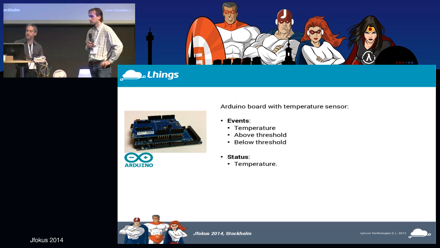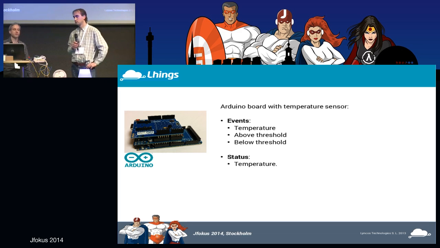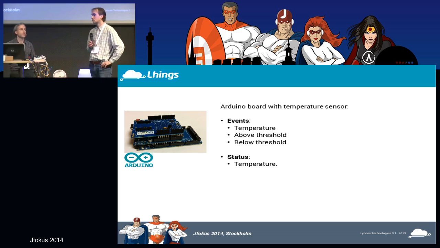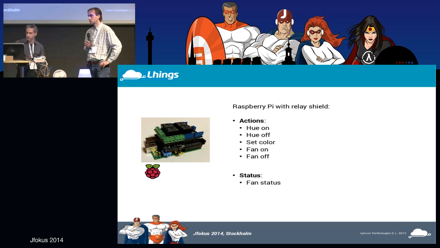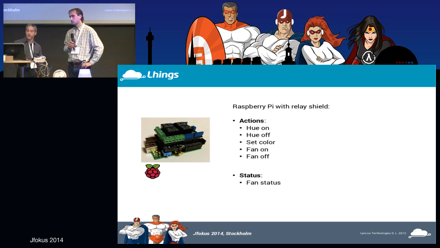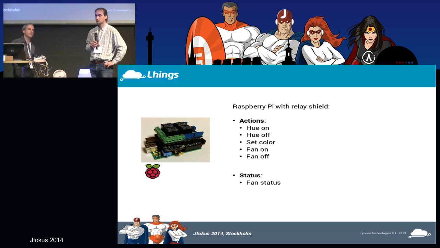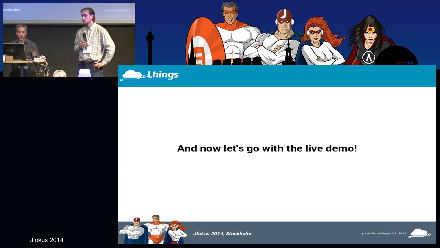And then we have two events, the above threshold event and the below threshold event, that will be sent whenever the temperature rises above or drops below a given threshold. In our example, the threshold is 30 degrees Celsius. So with the Raspberry Pi, we have 5 actions: turn on Hue, turn off Hue, the same with the fan, and also the set color action. And now we can proceed with the live demo. So let's do live demo.